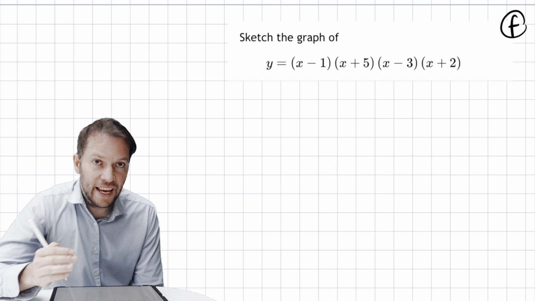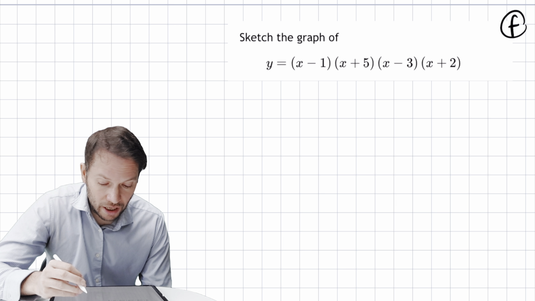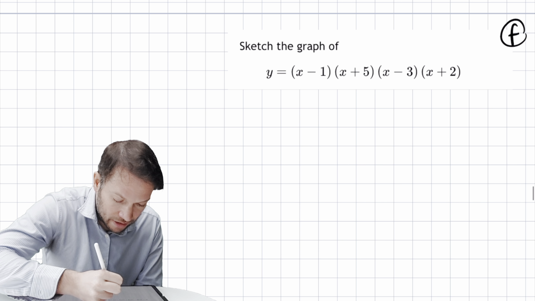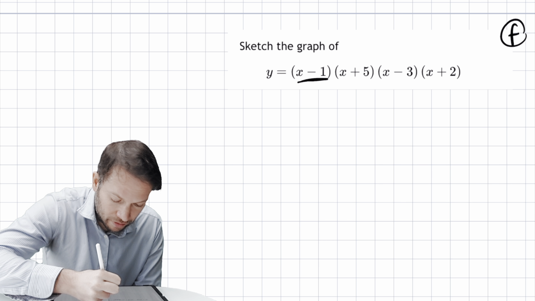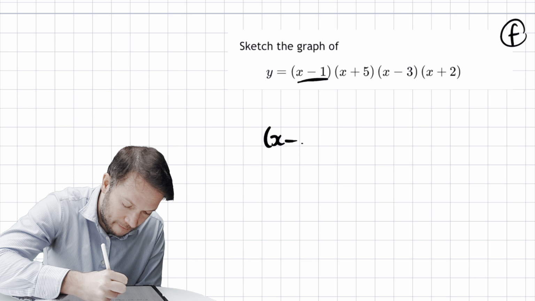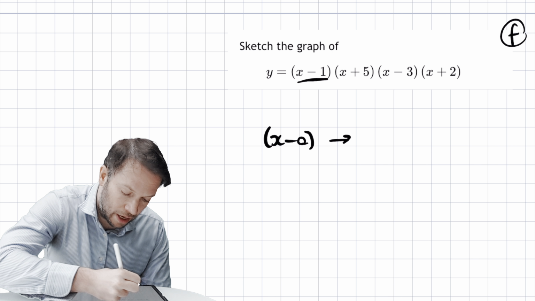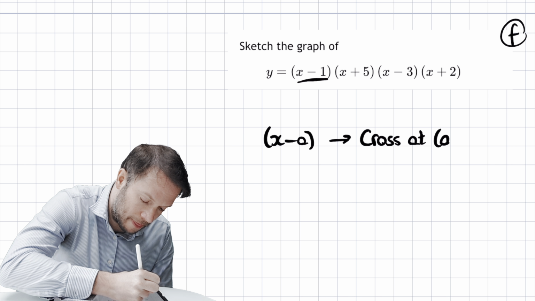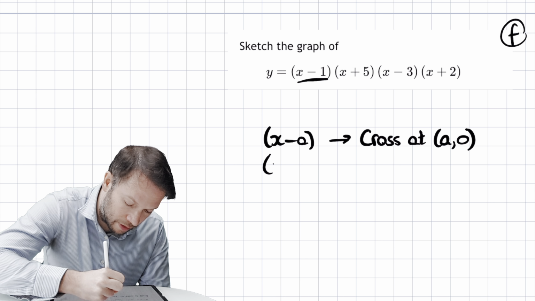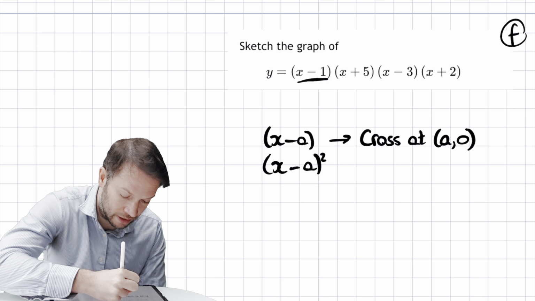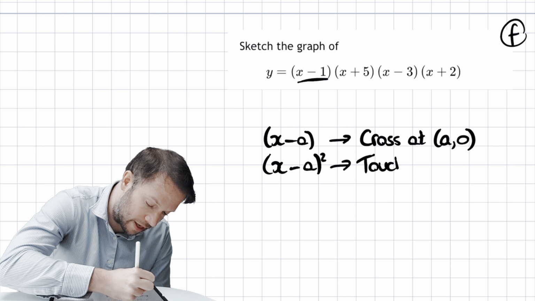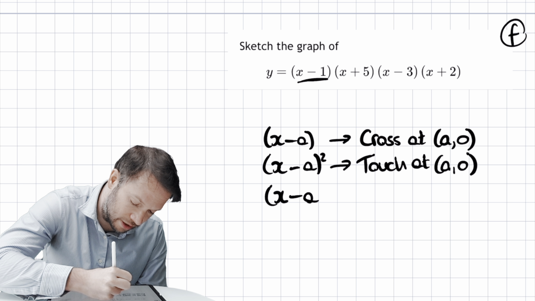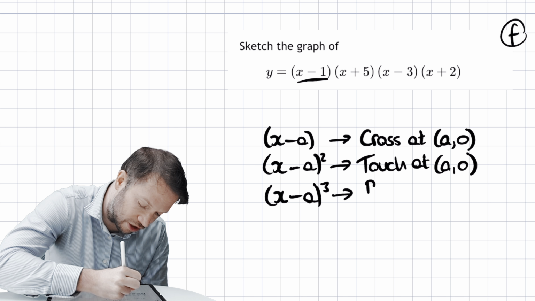Hi, in this video we're going to see how we can sketch quartic graphs. Now, just to remind ourselves, when you have a bracketed factor like x minus a, then you get a cross at a, 0, so on the x-axis. If you have the bracket squared, so it's a repeated factor, you get a touch at a, 0, and then if it's cubed, then you get a point of inflection.